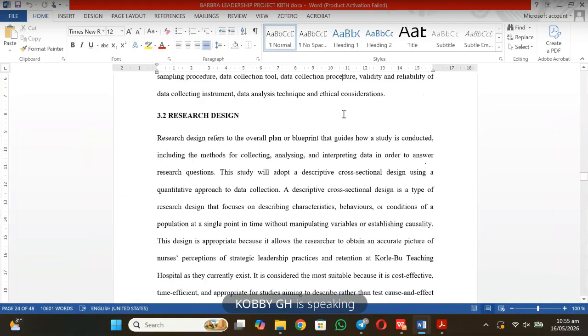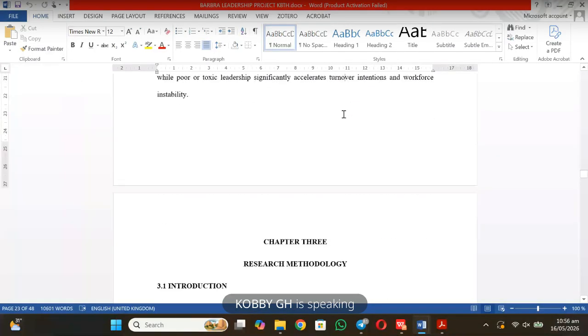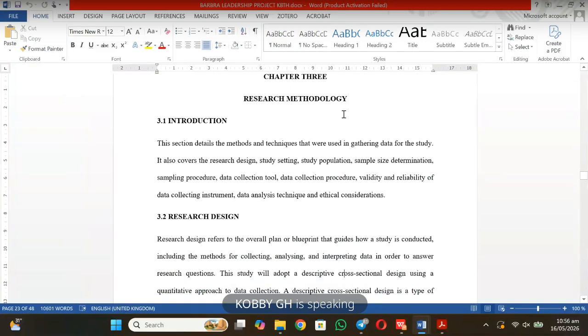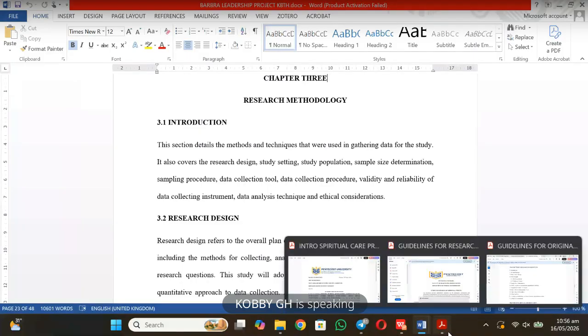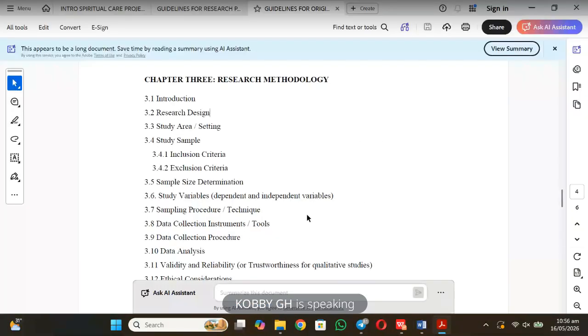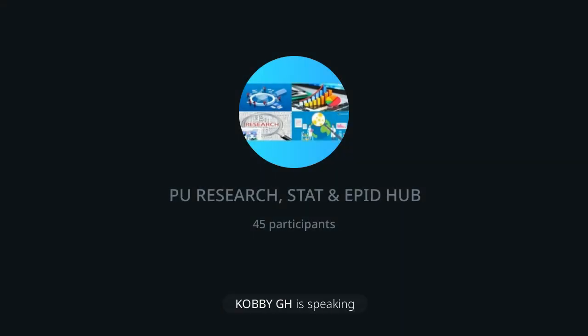So let's look. First of all, that is chapter 3.2. This is how chapter 3 looks on the heading. So let's see your guideline. This is how your guideline looks. You see we have chapter 3, research methodology. 3.1, introduction. 3.2, research design. And that is what we have over here.